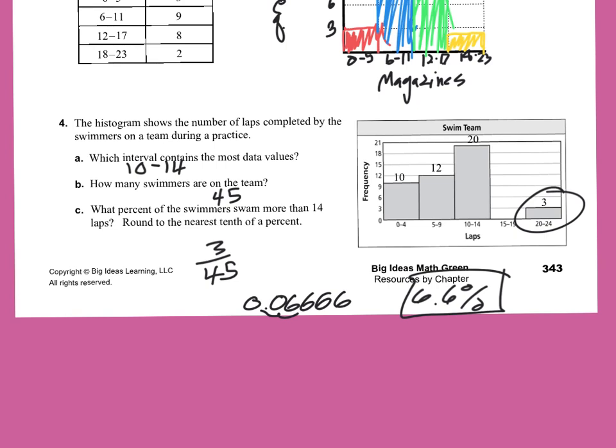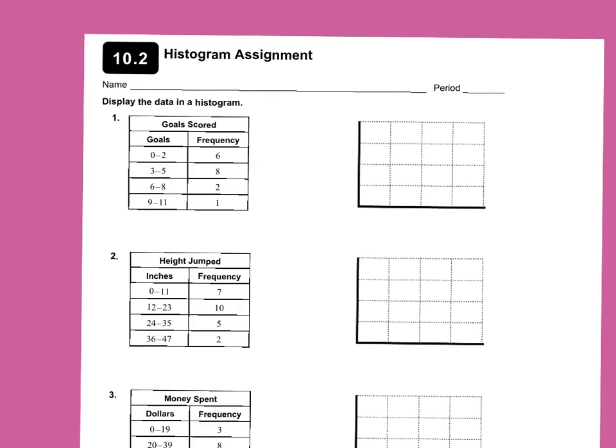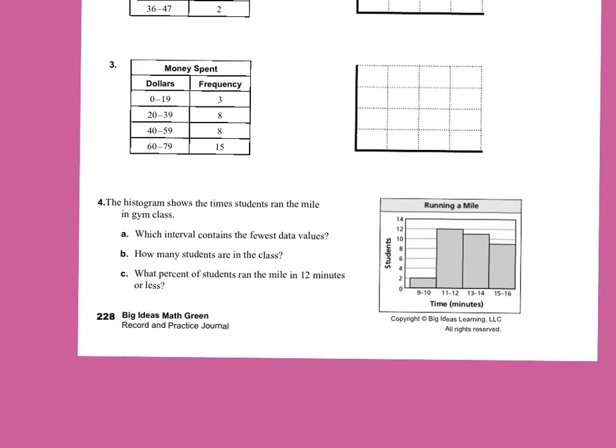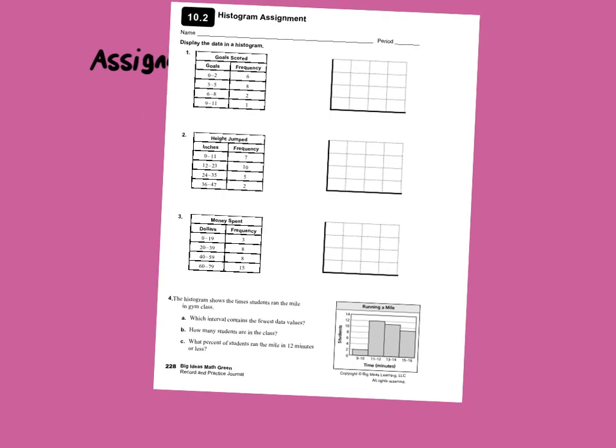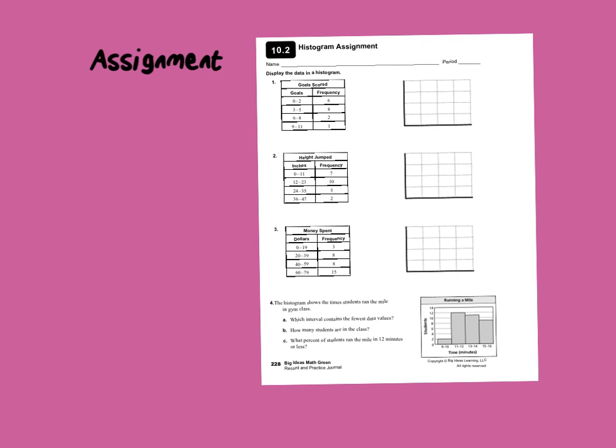So not very many. All right, let's look at your assignment now. Okay, so on your assignment, it looks like we're doing kind of the same skills. Number one, we're going to create a histogram using this table for goals scored, for height jumped, and for money spent. And then you're going to answer some questions about this histogram. So if you did the practice, this is very, very similar to that, and you should have no problem at all if you did the practice.